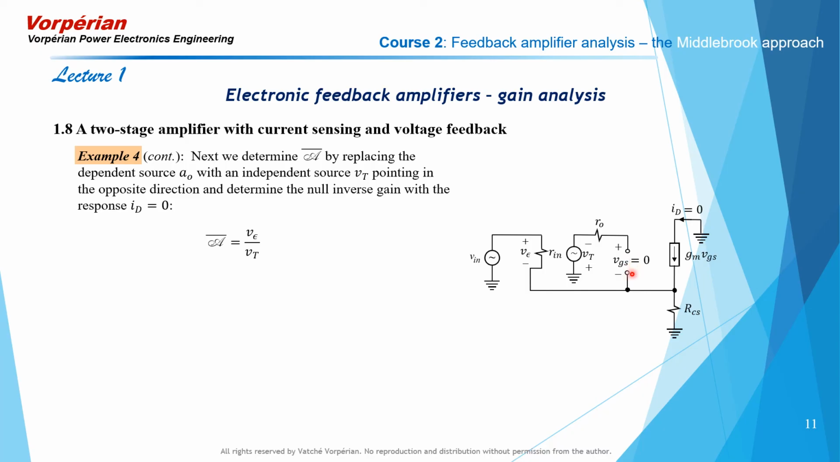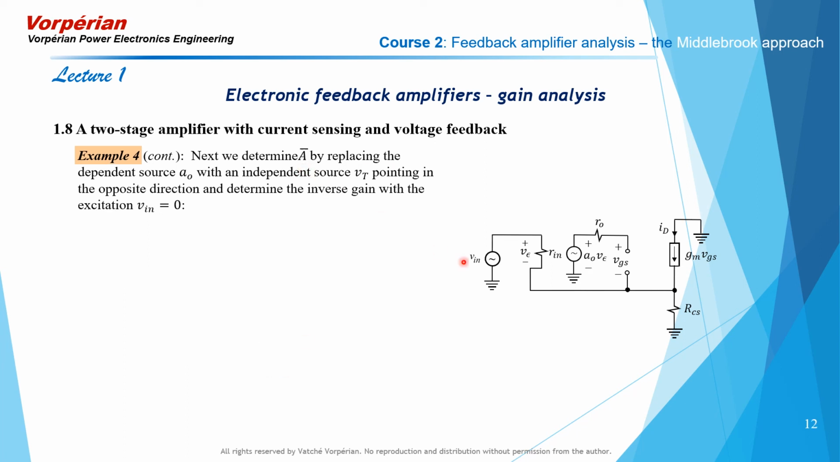Now, when VGS equals 0, Vt gets copied across RCS and it starts a current through it which will flow back into the amplifier's input and generate a voltage drop across Rin. That current is going to be Vt over RCS, so that the voltage across Rin, minus V epsilon, equals Vt over RCS, this current, times Rin. And from this, the null inverse gain is computed as minus Rin over RCS.